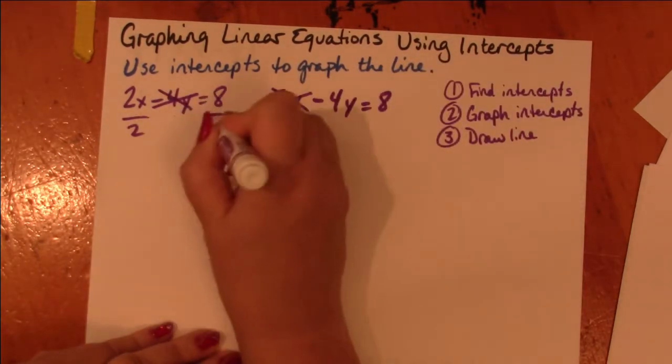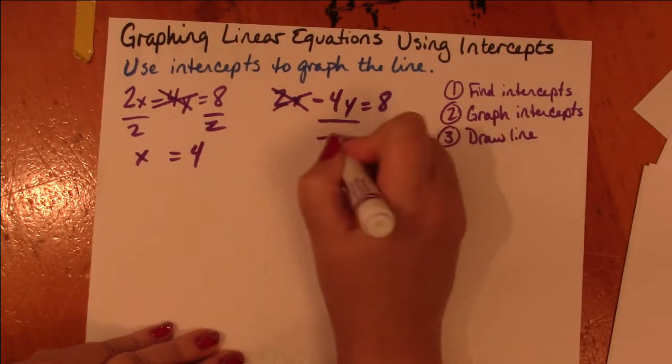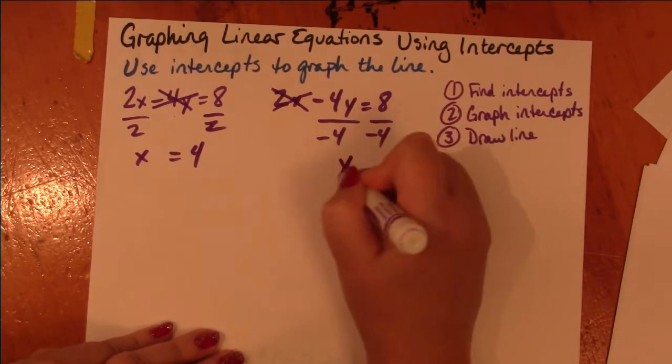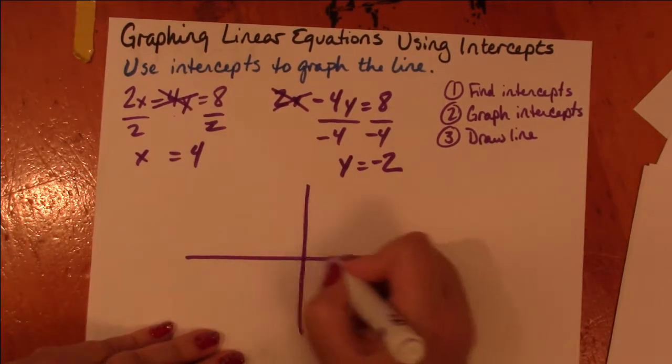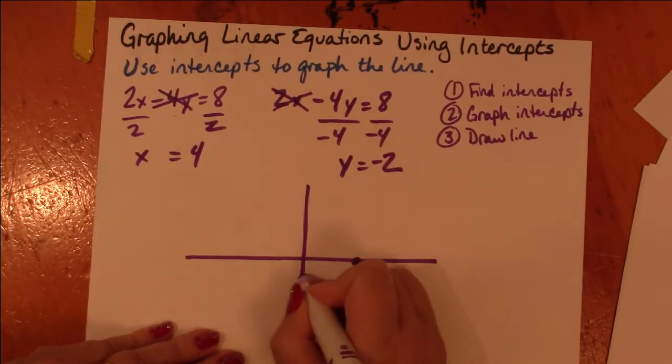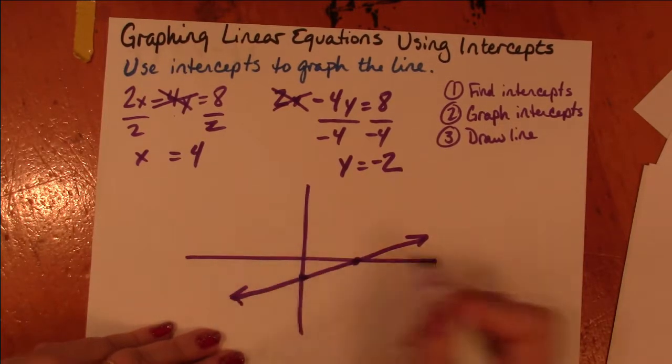I'm going to divide by 2 here, so that x equals 4, and I'm going to divide by -4 here, so y equals -2. I'm going to graph them when x equals 4 and y equals -2 and draw the line. That is my line, and that's how quick this can be.